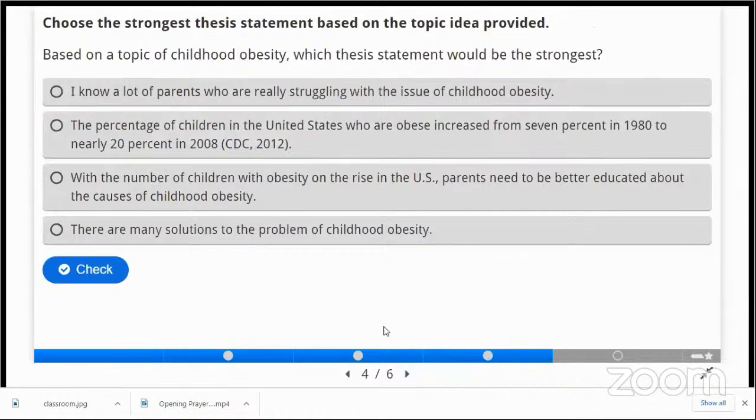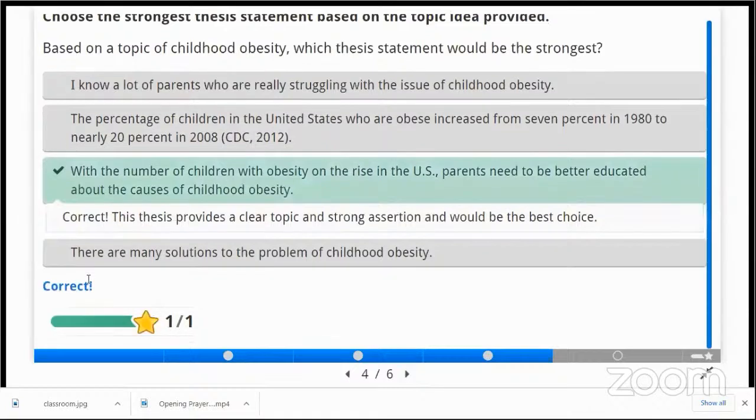Kate, James, who else? Charles? Go, Charles. What's your answer? Letter C, ma'am. With the number of children with obesity. Okay, let's try. Okay, it's correct, Charles. A star for you. With the number of children with obesity on the rise in the US, parents need to be better educated about the causes of childhood obesity. All right? So it's an affirmative and it gives us a strong claim.